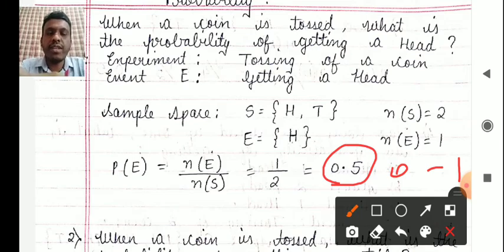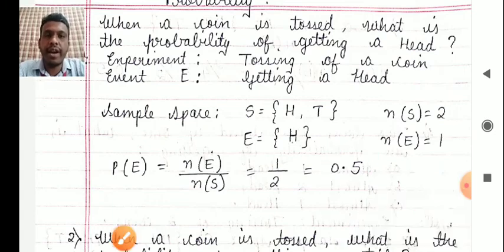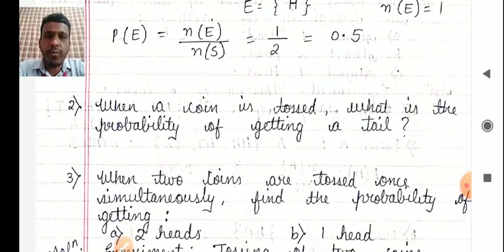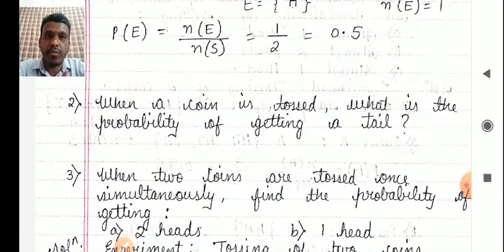What is the meaning of this 0.5? It means it has 50% chance of getting a head, right? And that is true. We'll move to the next problem. The next problem is a homework problem. You have to solve this after this problem only.